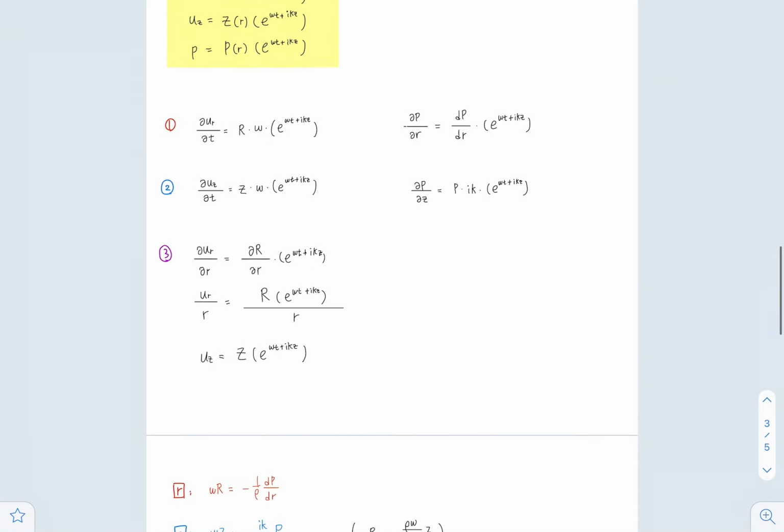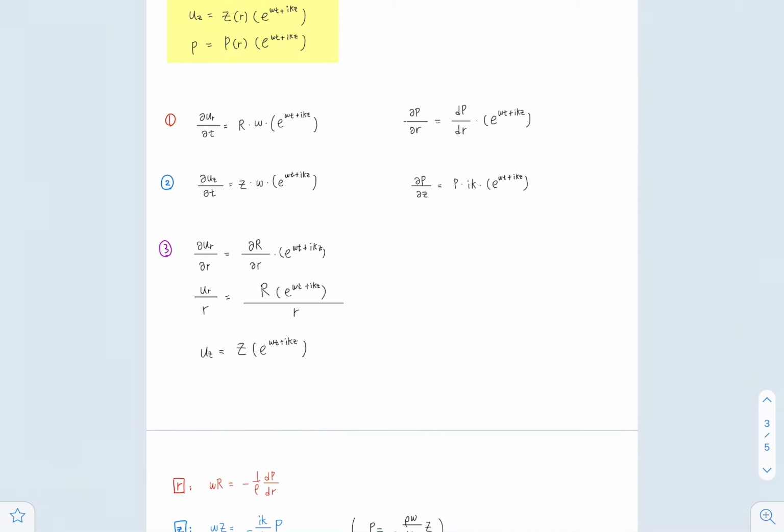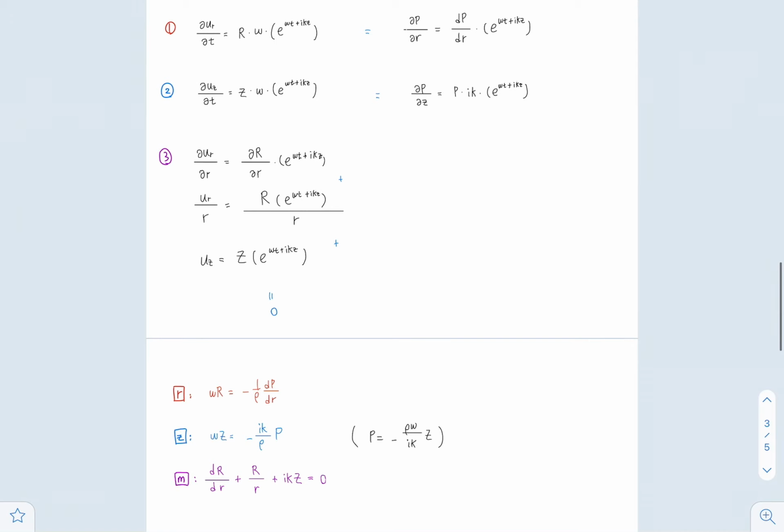Okay, so what happens here? Well, if you equate everything for number 1, equate for number 2, and add these up to get 0, we can rewrite everything like this. You notice that the exponential term is not important anymore.